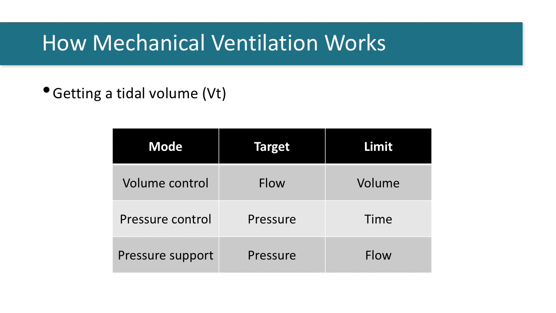Once the ventilator is triggered, we need to get an adequate tidal volume. And the tidal volume is determined by the target, how deep of a breath is delivered, and the limit, when the breath ends. Each of the different basic modes of mechanical ventilation are defined in terms of the target and the limit. So with volume control, the target is the set flow rate, say 40 liters per minute, and the limit is the tidal volume. So the set flow rate of 40 liters per minute is delivered until a tidal volume of 400 cc's is delivered.